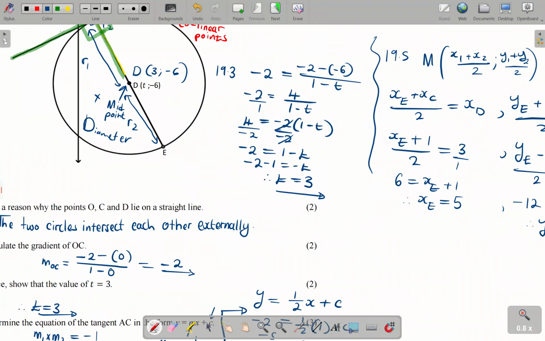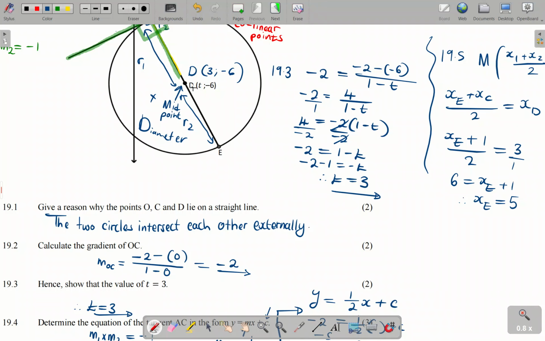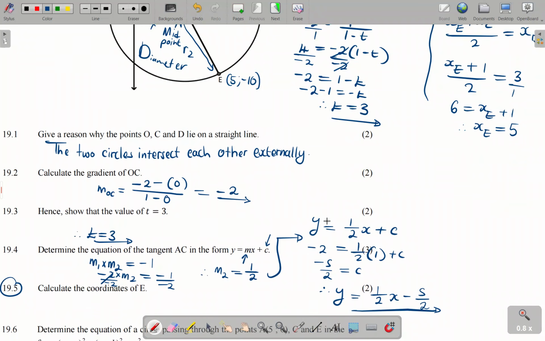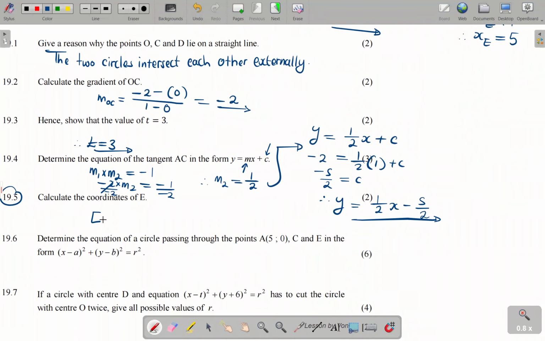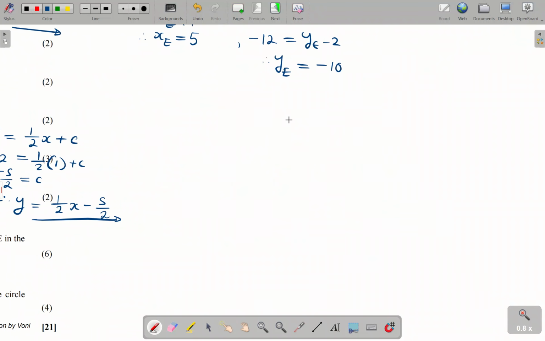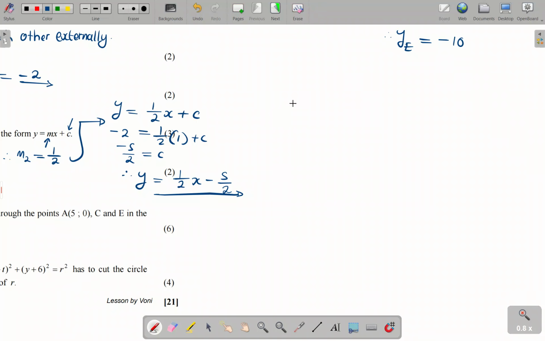And that is to make sense, guys, when you read it. If this is 3, it makes sense that this is 5. And if this is negative 6, it makes sense that this is negative 10. So that's it. E is simply 5 and negative 10. And we are done. So we can conclude here our answer that E, since they were looking for coordinates, is 5 and negative 10.